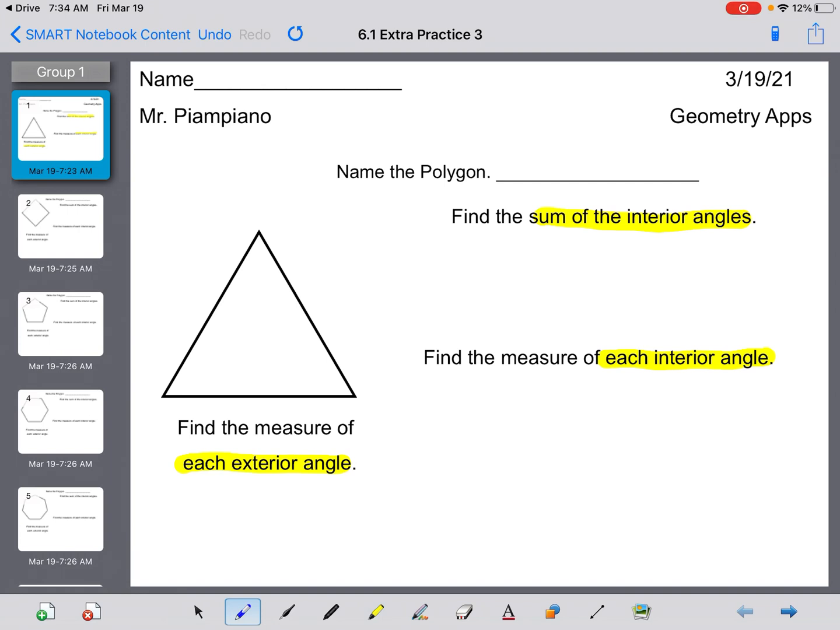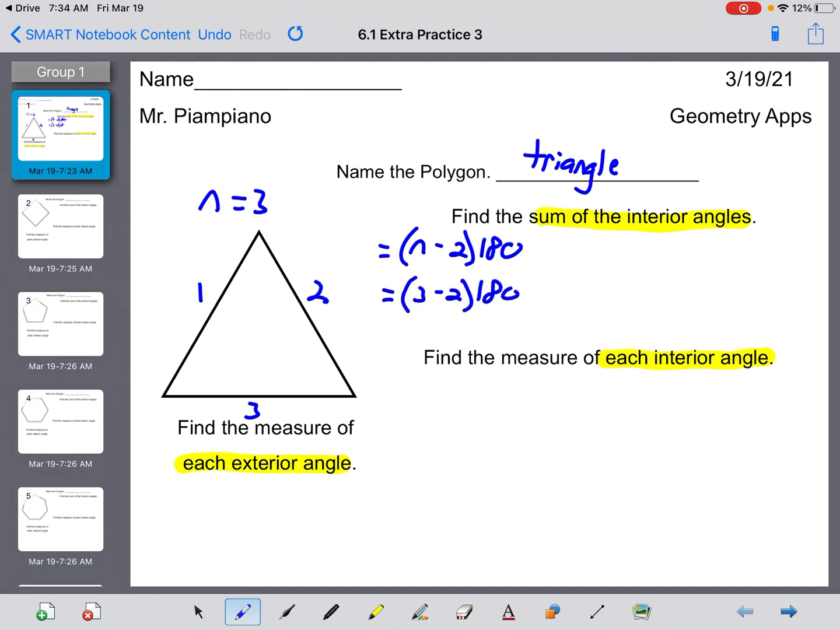First thing they're going to ask is to name the polygon. Well, this has 1, 2, 3 sides. So if the number of sides is equal to 3, this has to be a triangle. To find the sum of the interior angles, the formula we're going to use is n minus 2 times 180. So in this case, n is 3 minus 2 times 180, which is really 1 times 180, which is equal to 180 degrees. Okay?